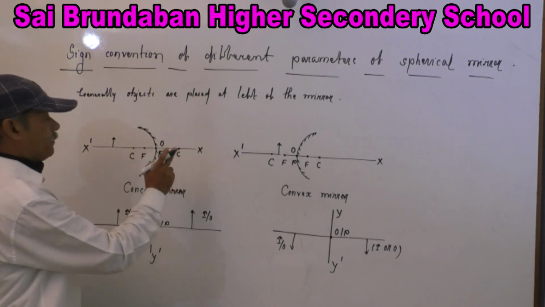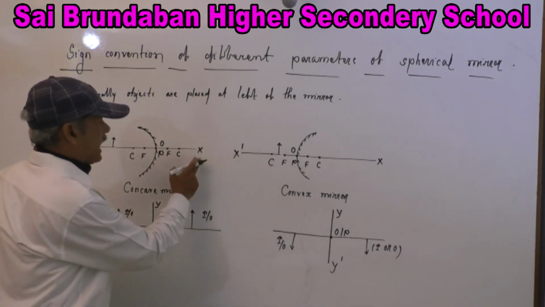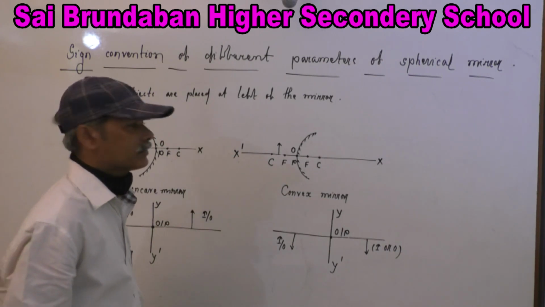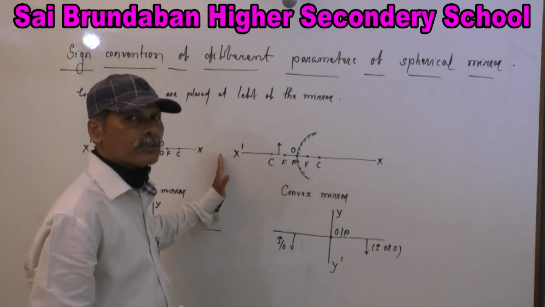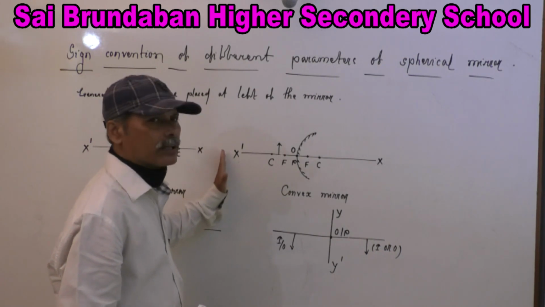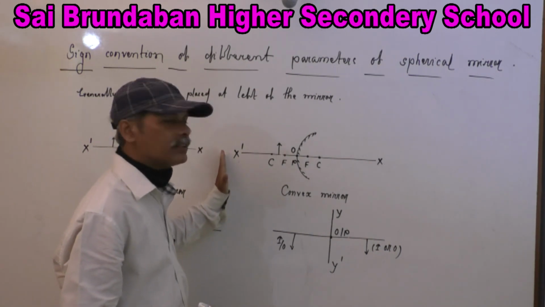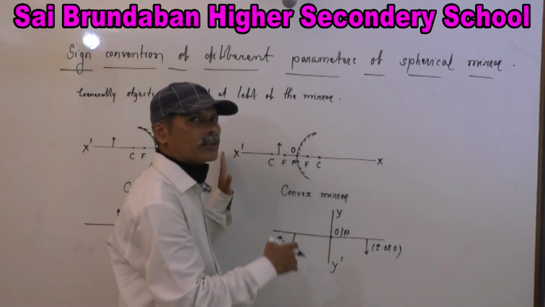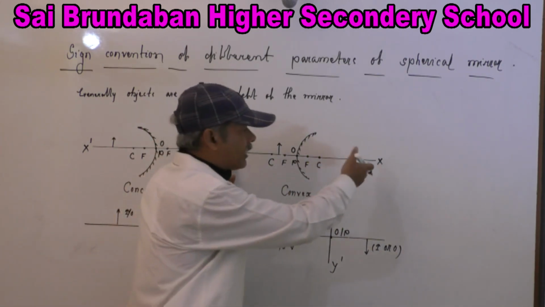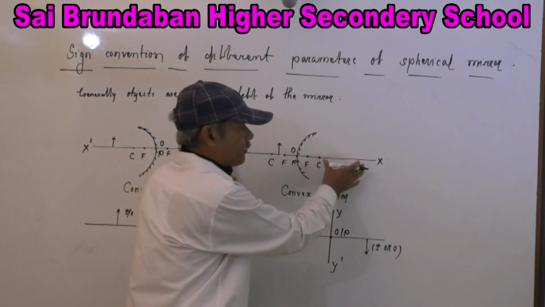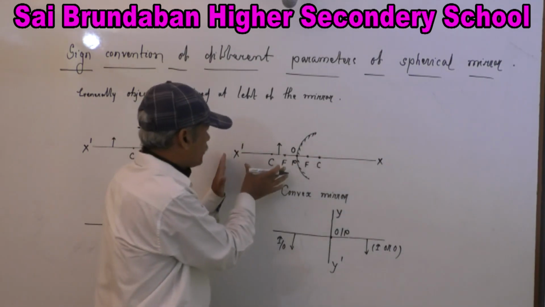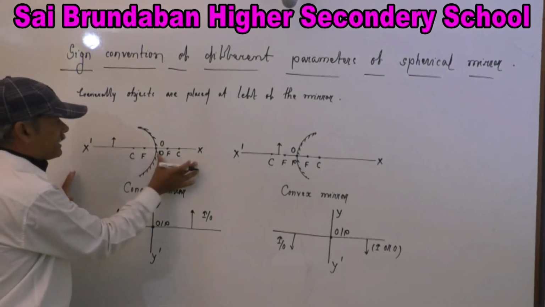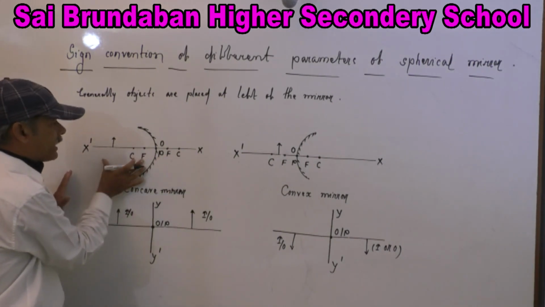The axis remains the same as before. X dash is at the left of the origin and X is at the right of the origin. This is the positive side of the X. This is the negative side of the X.